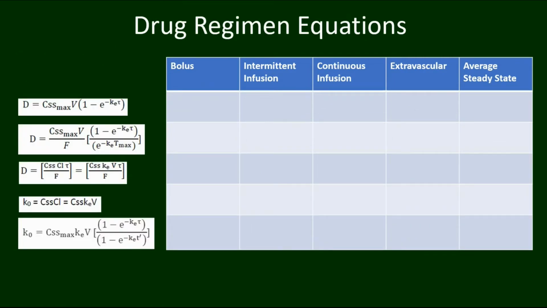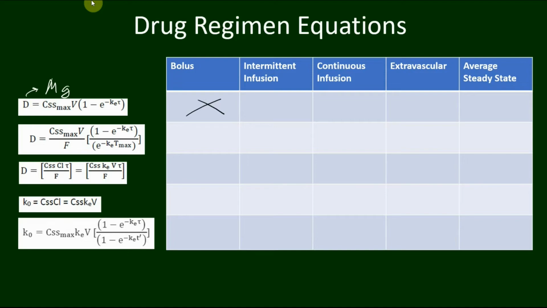Let's take a look at the remaining drug regimen equations, reminding ourselves that dose is always in milligrams. The first equation here, dose equals CSS max times V times 1 minus e to the elimination rate constant times tau. Which scenario is this used for? Bolus.